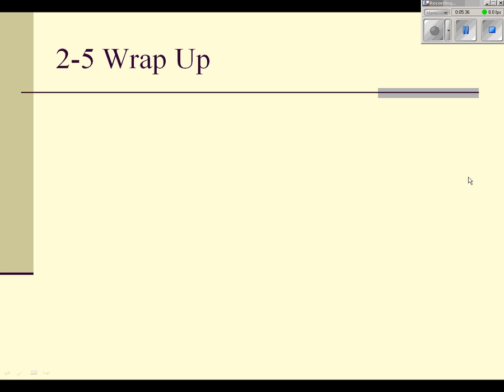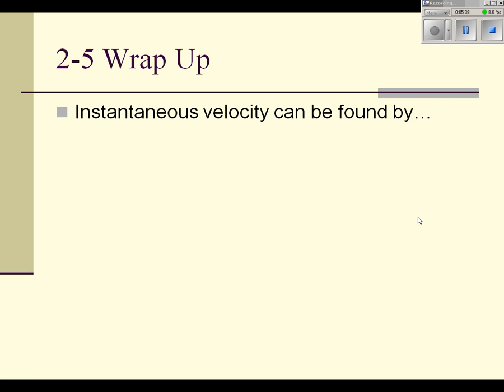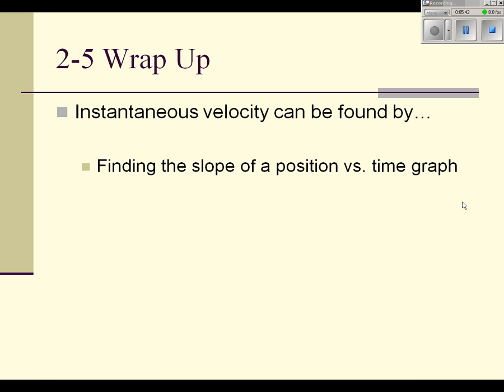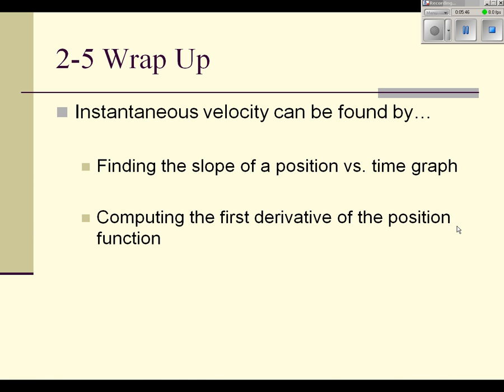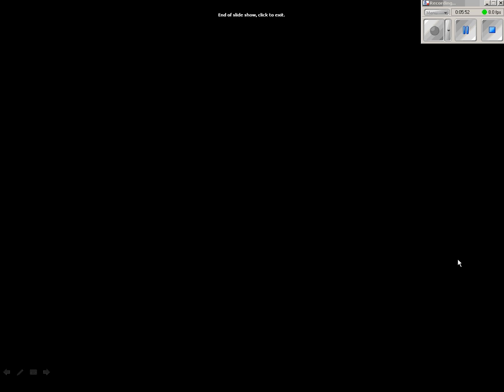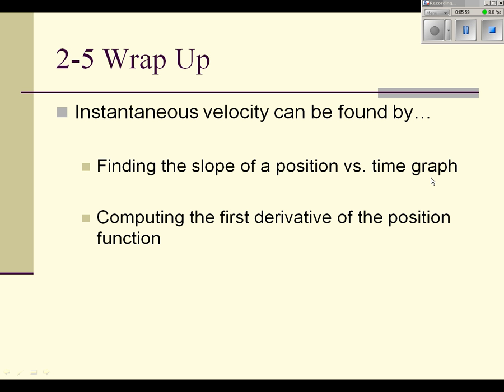Okay, let's wrap up 2-5. We first saw that instantaneous velocity can be found by finding the slope of a position versus time graph, or by computing the first derivative of the position function. And that is the basic idea of 2-5, this wrap-up idea.